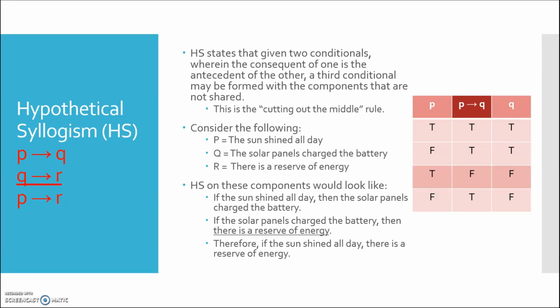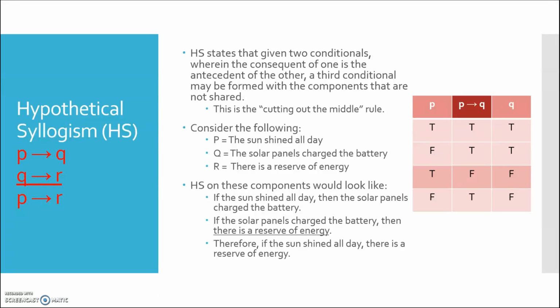Next is the hypothetical syllogism, abbreviated as HS. HS states that given two conditionals wherein the consequent of one is the antecedent of the other, a third conditional may be formed or inferred with the components that are not shared. This is the cutting out the middle rule.